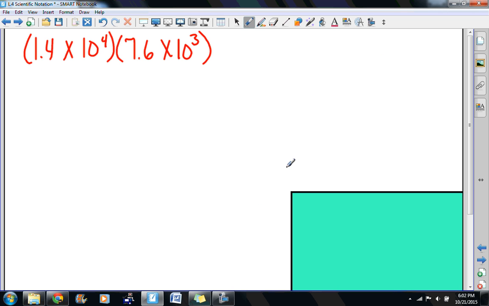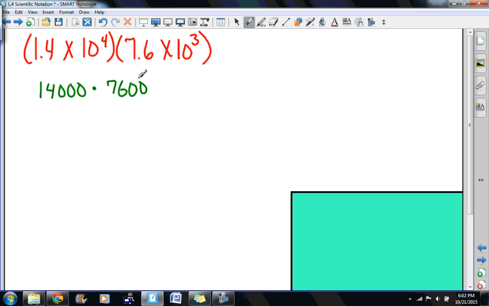And finally, we've gotten to this problem where we can start to do operations with the numbers that we're working with. Well, what I would recommend first is to turn both of these into regular notation. There are shortcuts that exist, but I would think that doing regular notation first and then learning the shortcuts second would be a good plan. So I end up doing this number times this number, 14,000 times 7,600.